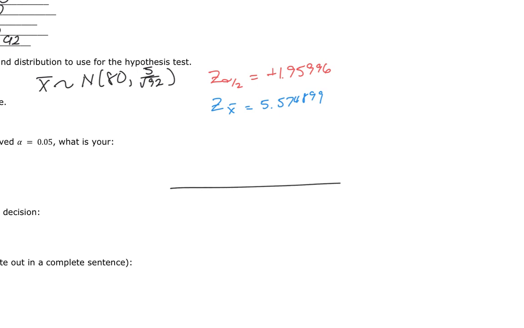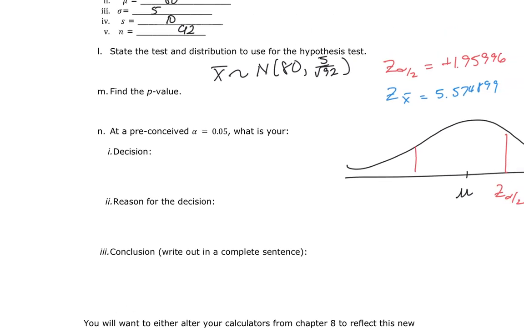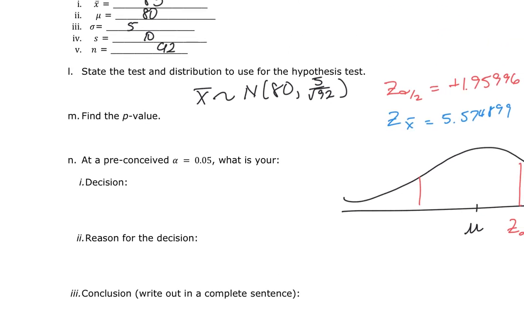So graphically, what does this look like? Here's where mu is, and my z alpha divided by 2 is here, and also over here for the negative. My z-score is way out here. So you can just tell by the z-scores, I am in the land of reject. Reject that status quo. Well, what is my p-value? According to this, my p-value is approximately equal to 0, and that would make sense given how far out I am.